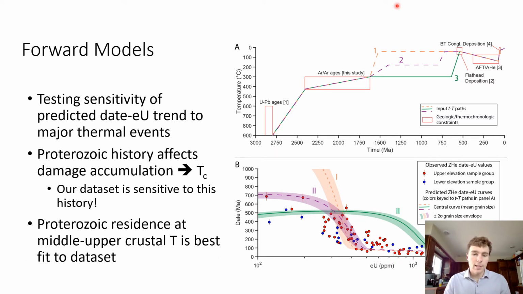This allows us to see that the Proterozoic history has pronounced effects on damage accumulation, affecting the closure temperature of zircon grains and consequently their date-eU correlation. This suggests that our data set is indeed sensitive to the Proterozoic history. In this case, of the scenarios examined here, scenario 2, the purple path corresponding to this date-eU envelope, gives the best fit.